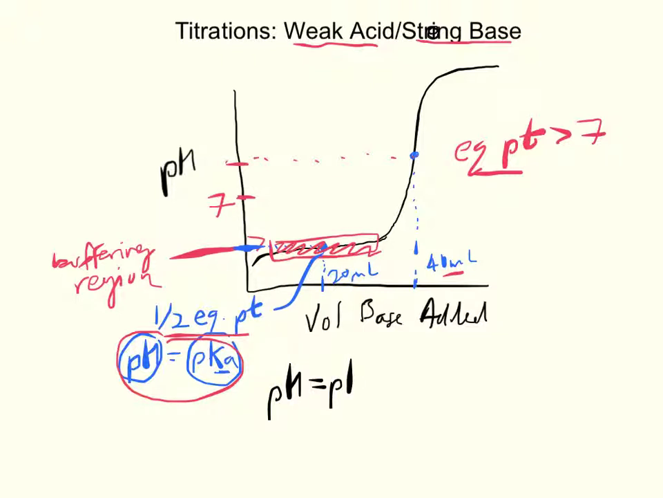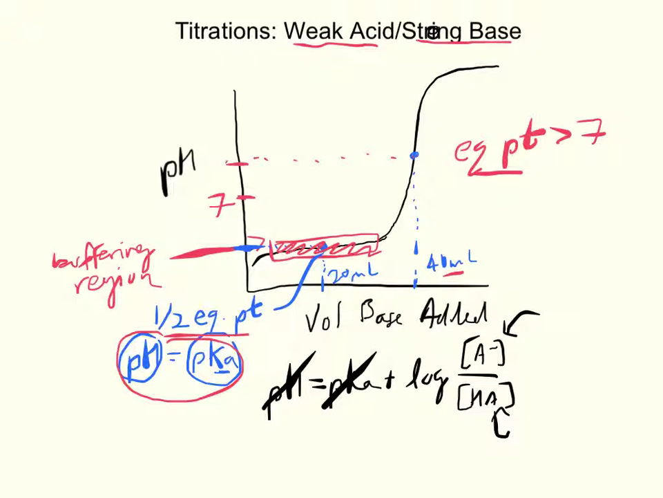If you know the pH equals pKa, the last thing you've got to recognize is, oh, if pH is equal to pKa, I remember that Henderson-Hasselbalch equation, where log of A minus over HA. If these are equal, they cancel out. So to make log of this value 0, these have to be equal also. So the concentration of A minus is equal to the concentration of HA when you're at the half equivalence point. Okay? Titrations of weak acids and strong bases.